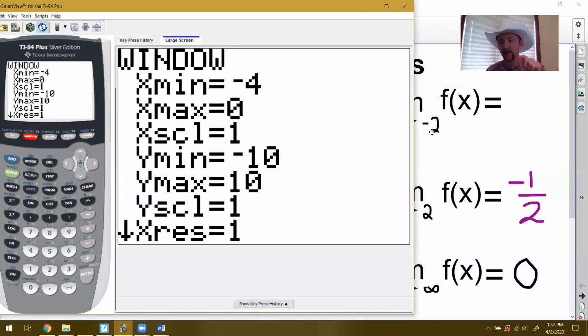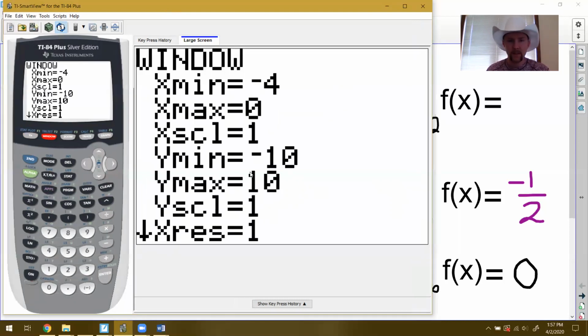This is the x value they want me to approach, right? So I just went a little bit on either side of negative 2. I went down by a couple, I went up by a couple. Negative 4 to 0 should give me a decent window to see what's happening as I approach negative 2, all right? And then I made my y min and y max sort of normal, negative 10 to 10. And then my scales, x scale 1, y scale 1, the rest doesn't matter. So negative 4, 0, negative 10, 10, in terms of our window, is going to give us a good picture of this.